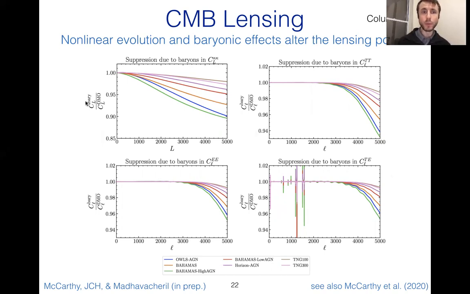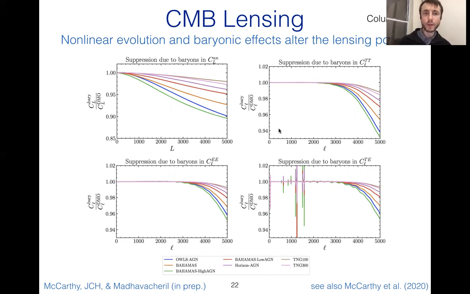So here we're looking at the ratio of the predicted lensing power spectrum in the top left versus a dark matter only calculation. This is a nonlinear dark matter only calculation using the halo fitting function. But you can see this suppression in the lensing power spectrum due to these feedback prescriptions as implemented in this variety of cosmological hydrodynamics simulations that are listed down here. For example, the illustrious TNG simulations, BAHAMAS, OWLS, and Horizon.